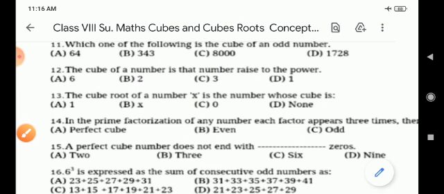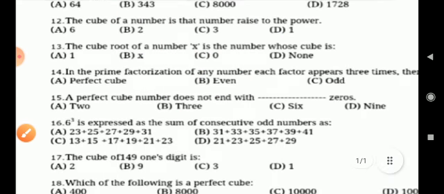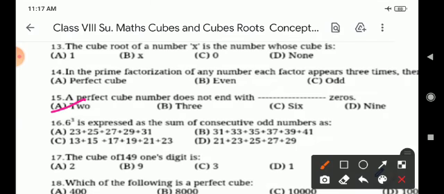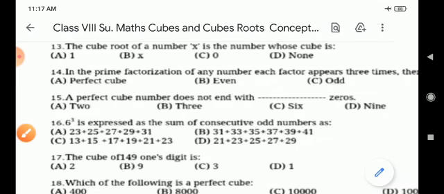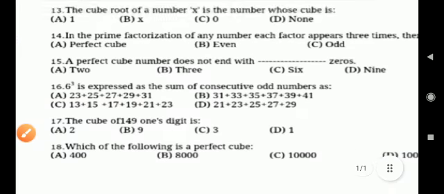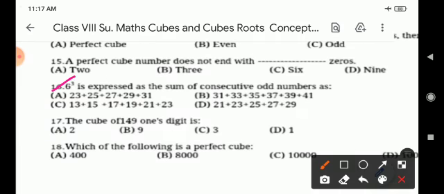Okay, children. A perfect cube number does not end with two numbers. So the answer will be 2. Question number 16. 6 cube is expressed as the sum of consecutive odd numbers is.